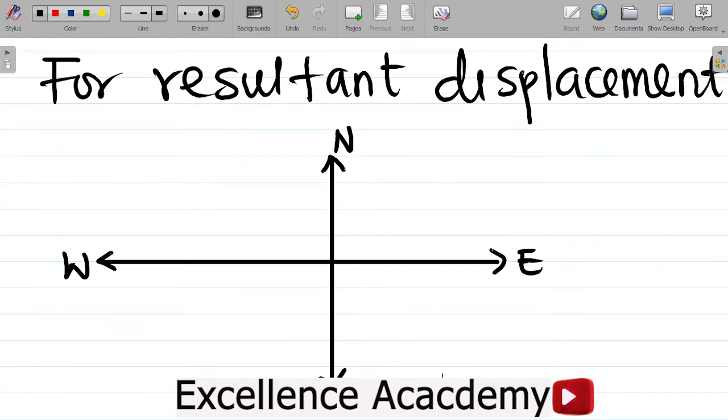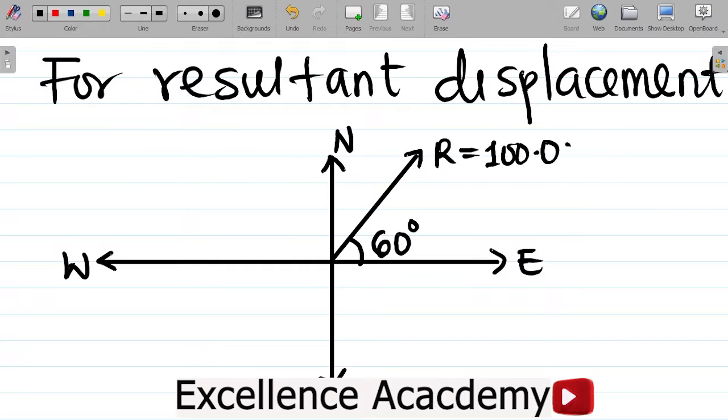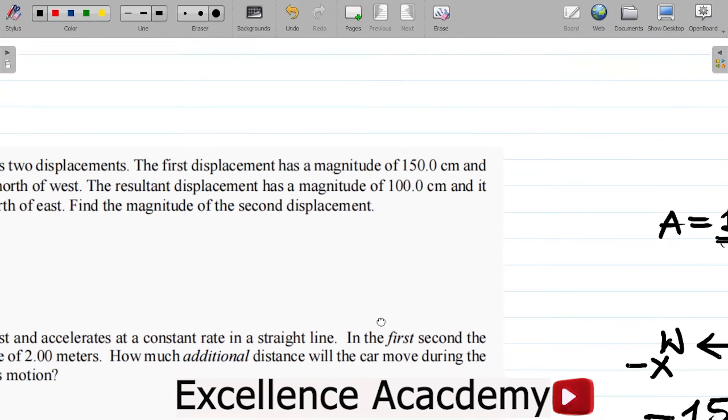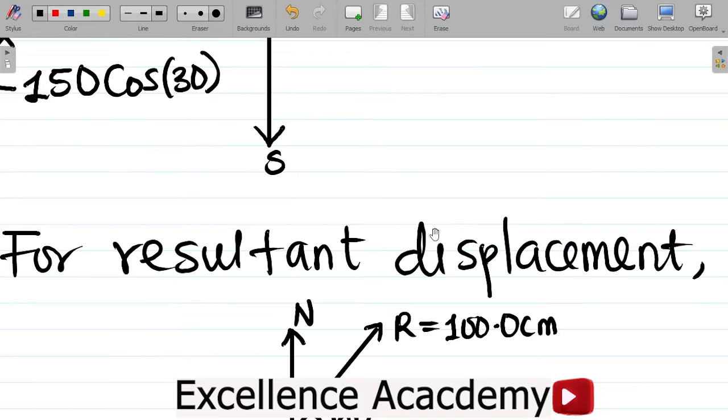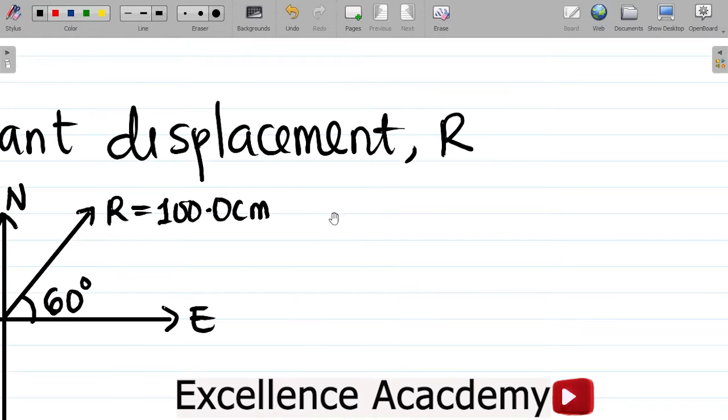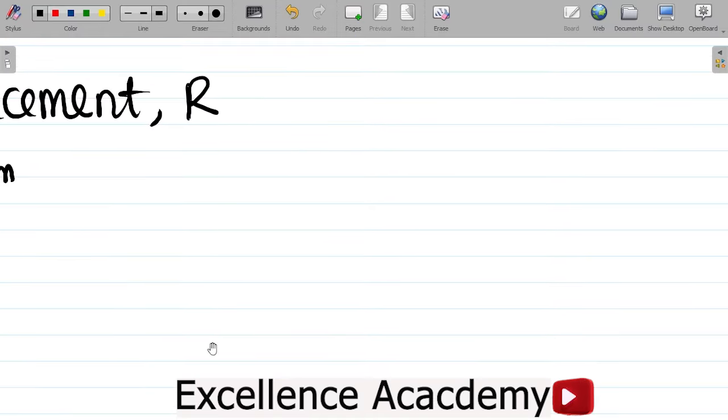So from here, plot this. This is northeast. Here's your region. I'm going to be plotting here. This value here is 60 degrees. They said the value of R is equal to 100.0 centimeters. So let's proceed to get the horizontal and vertical components of R.